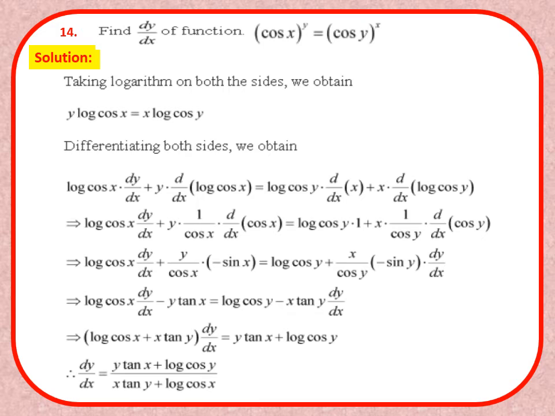We will get log of cos x dy upon dx plus y times the differentiation of log of cos x, and the same in the RHS, we will get log cos y times the differentiation of x plus x times the differentiation of log of cos y. So after differentiating, we get our desired dy upon dx. So pause and note down the solution.